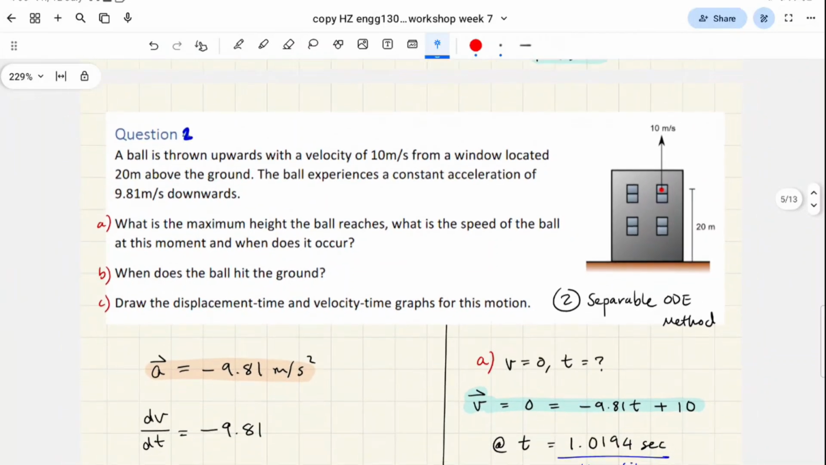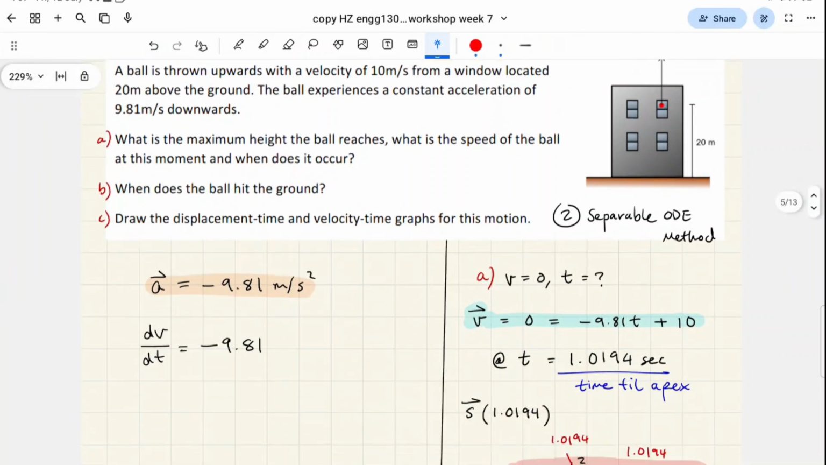Okay, yeah. And then, what's the maximum height the ball reaches? What is the speed of the ball at this moment, and when does that occur? And when does the ball hit the ground? And draw a displacement time and velocity time graph for its motion. Okay, so let's go through this method. We're going to use the separable ODE method, which is a way of using definite integrals to solve these kinds of questions.